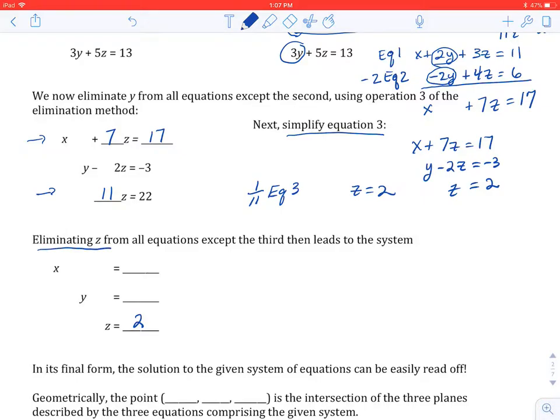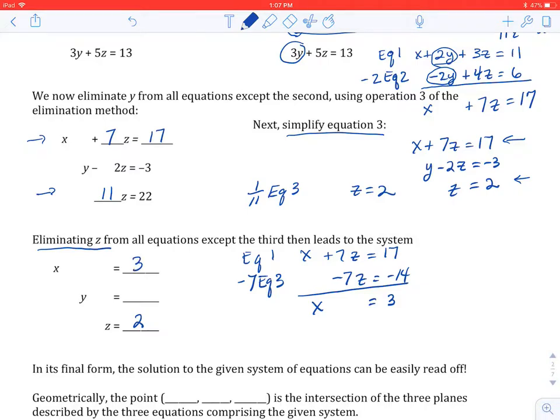We want to eliminate z from the first and the second equations. All right, let's do equation 1 and equation 3. We can write down equation 1 minus 7 times equation 3. x plus 7z equals 17. Negative 7z equals negative 14. Add going down, x equals 3. All right, x equals 3 goes right there.